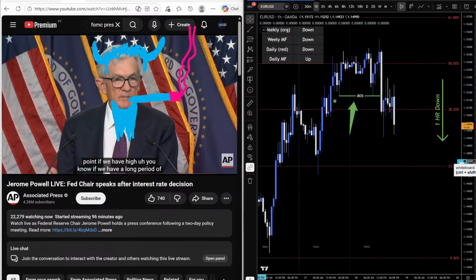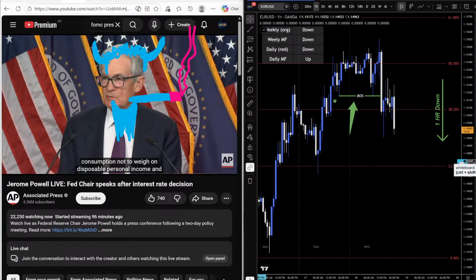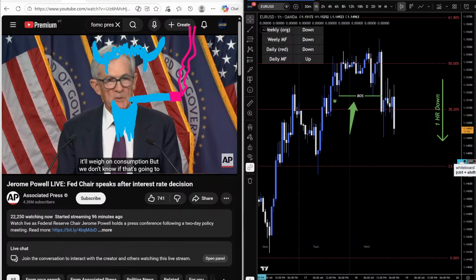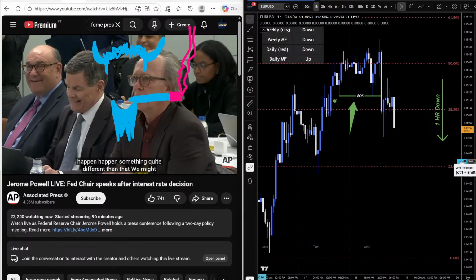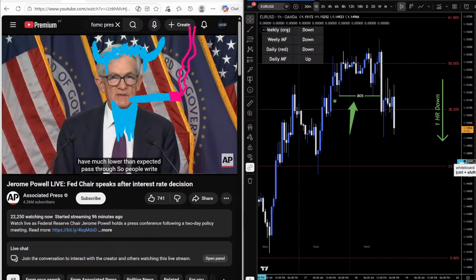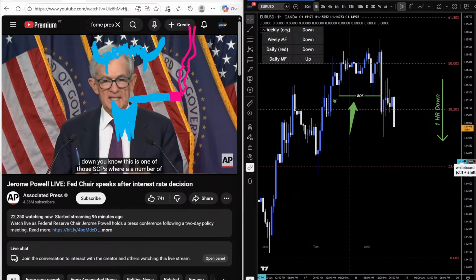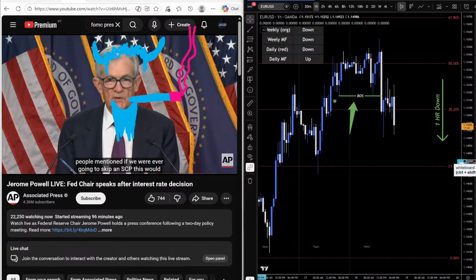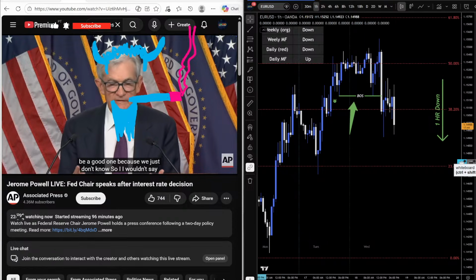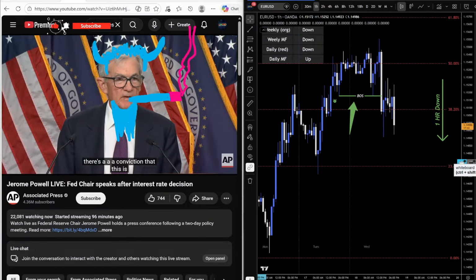Something quite different than that. We might have much lower than expected pass-through. So people write down, this is one of those SEPs where a number of people mentioned if we were ever going to skip an SEP, this would be a good one because we just don't know. So I wouldn't say there's a conviction that this is going to go through quickly or not quickly. It's just you've got to write something down, and this is something that people wrote down.